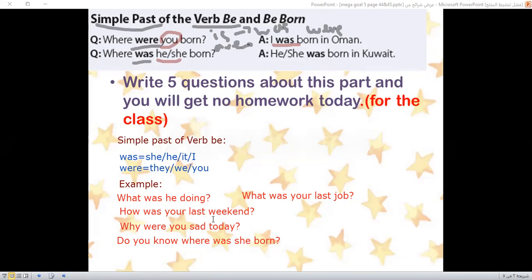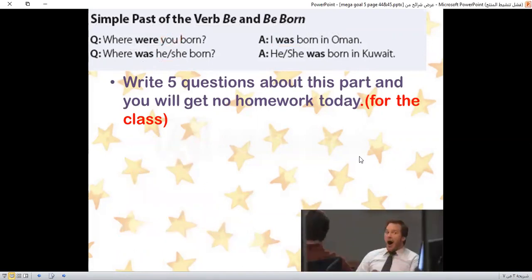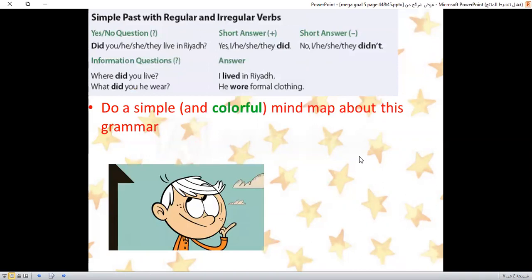Can I erase this? Get ready with your notebook and your pens. Because now in this part, we have the simple past with regular and irregular verbs. You have yes or no questions and information questions. Now here, as you can see, you have how to write a yes or no question in the simple past, and how to write an information question in the simple past. Regular and irregular verbs, we're going to know them later.